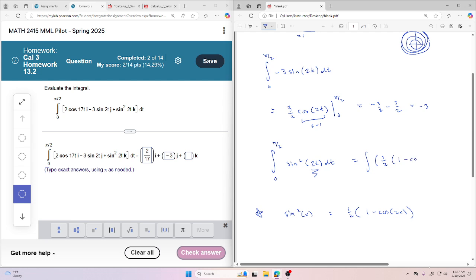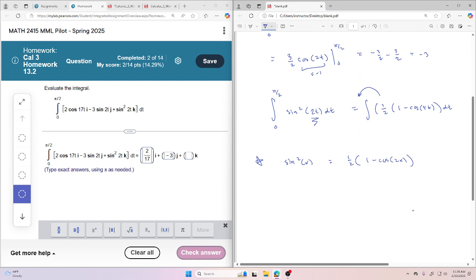Exactly. 1 minus cosine of 4t, right? dt. Am I now correct about that? Yes. Pull out the 1/2. That's an easy one. And then this is the same as the other guys. But I'm going to finish it up at this point, right? Okay, so here we go. 1/2. And then I have t. Oh, I see. And the negative cosine went to a negative sine.